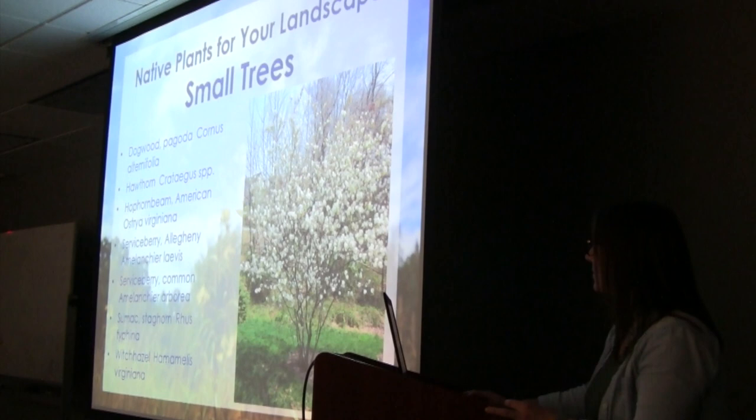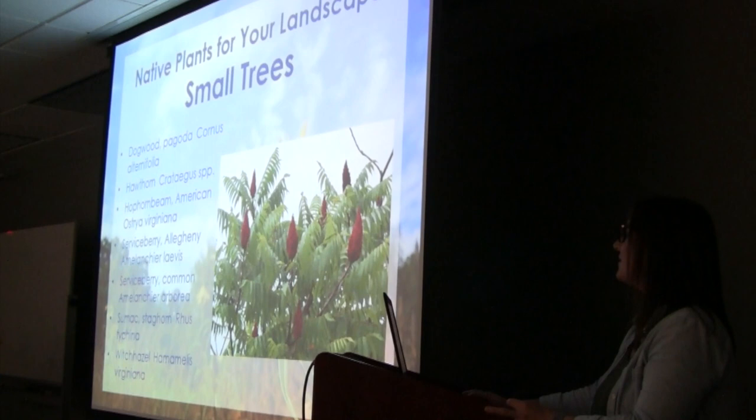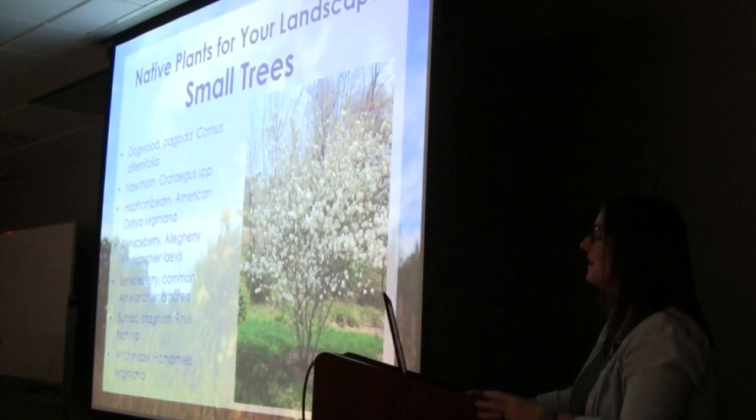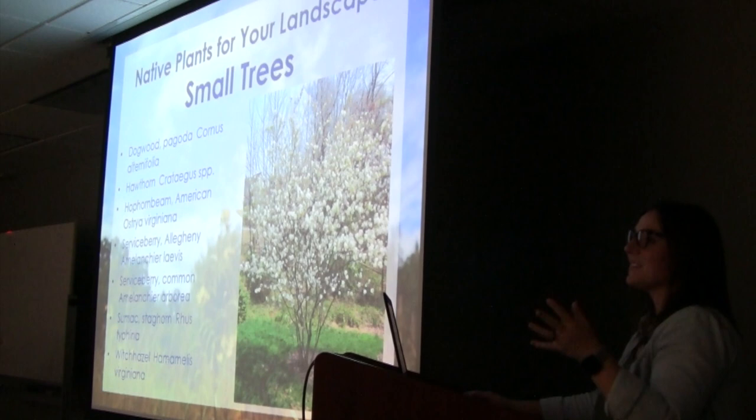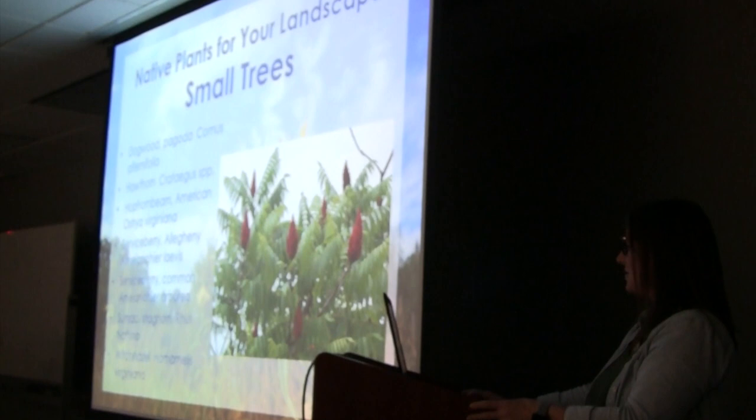Plant a service berry instead of Callery pear. That's going to be, if you go with anything today, plant a service berry instead of a Callery pear. They bloom at the same time. These have delicious berries. You have to fight the birds for them, but they're delicious. And it's not a terrible invasive tree that smells bad. Staghorn sumac. Some people like a staghorn sumac. Some people hate them. Some people love them.